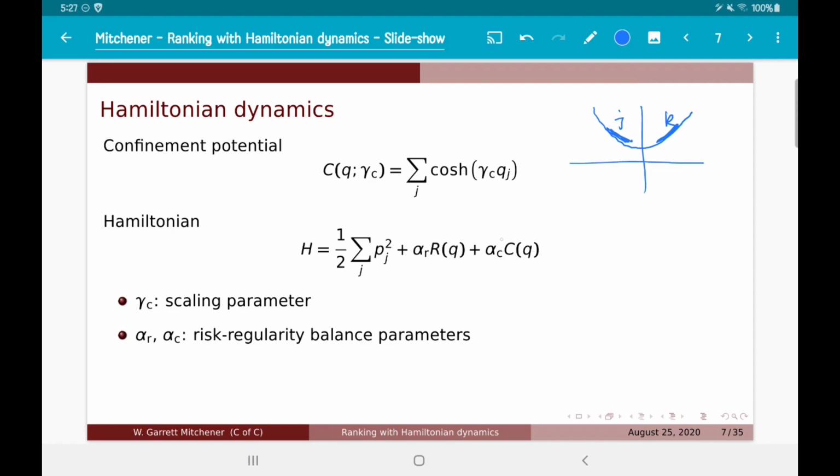I've chosen to do that by putting scaling parameters on the confinement potential and the ranking potential, so that way I could leave the kinetic energy term as just plain 1/2 sum of momentum squared. So the end result of this now is this Hamiltonian, and of course you can use the Hamiltonian equations of motion to now have a dynamical system, and it will conserve energy and have other geometric properties.